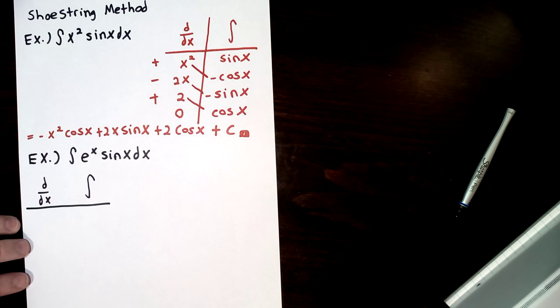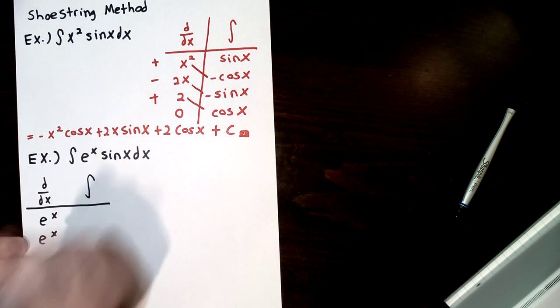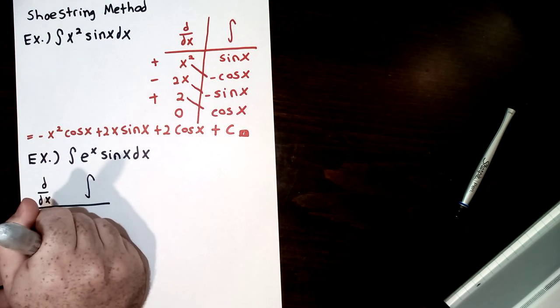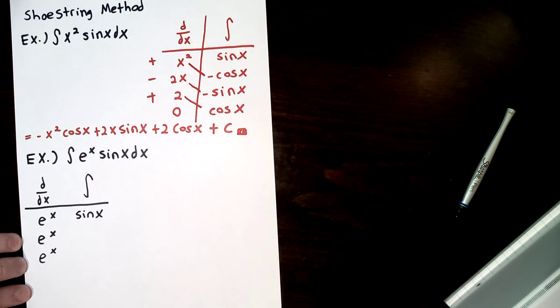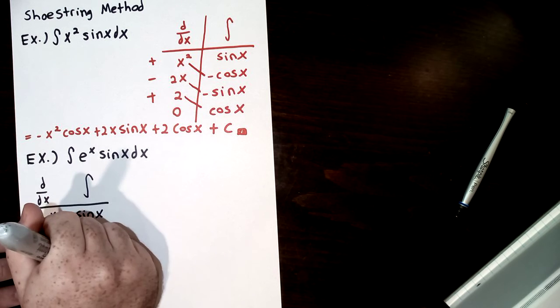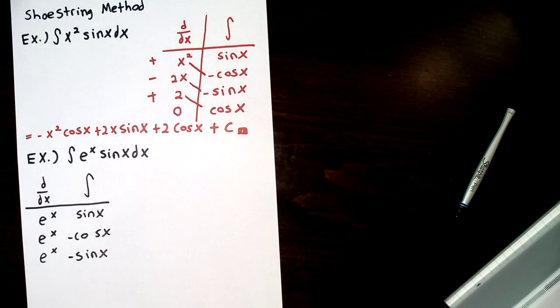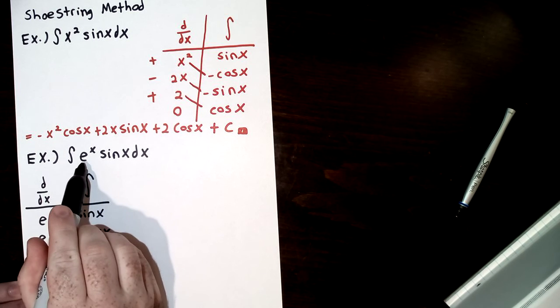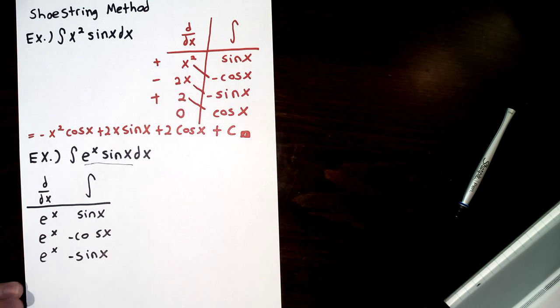So for the differentiation side, it's always going to be e to the x. So I'll write that 3 times for now. There's a reason why I'm writing it 3 times, and you'll see in a moment. Then we'll have our sine x here. Negative cosine x, negative sine x. So I stop at the third line because notice our original antiderivative is e to the x sine x. The third line, we have again e to the x sine x. This is a repeated integral.